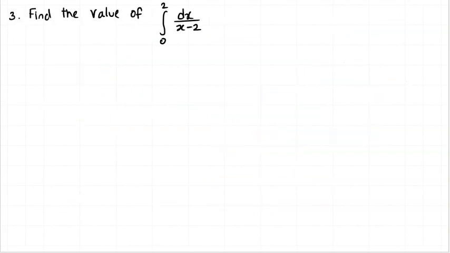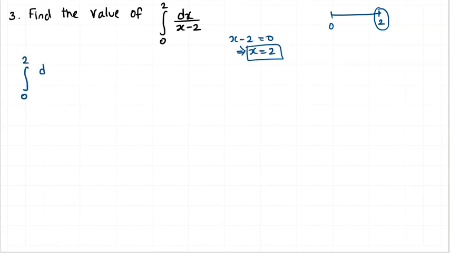Okay. Let's see how we can solve this question. So in this example, your interval of integration is from 0 to 2. Let's check the integrand. So if x minus 2 is equal to 0, this gives you x equal to 2. So it means the upper limit is the point where the function becomes unbounded. So we rewrite our integral as limit, again, you can use a or b, it doesn't matter, b goes to 2, say 0 to b, dx over x minus 2.